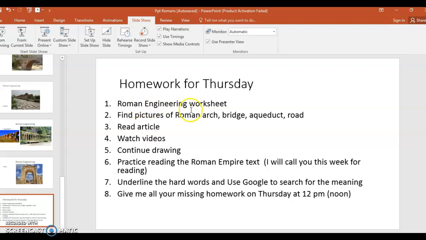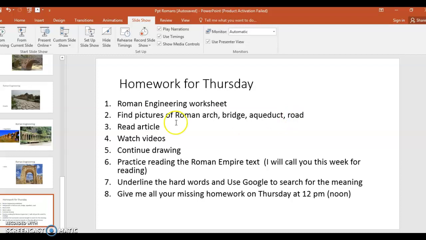Eight things. Number 1, the worksheet that I just showed you, the Roman engineering worksheet. Number 2, very important, I want you to find pictures of 1 Roman arch, 1 Roman bridge, 1 Roman aqueduct, and 1 Roman road. Just send me 4 pictures. Each one of you will be sending me 4 pictures, in any country that you want. Remember, the Romans used to travel to many countries. It can be 1 arch from Lebanon, 1 bridge from Syria, 1 aqueduct from Italy, 1 road from Spain, I don't know. It has to be Roman, okay?